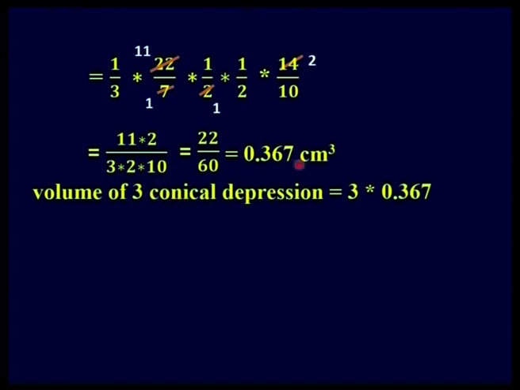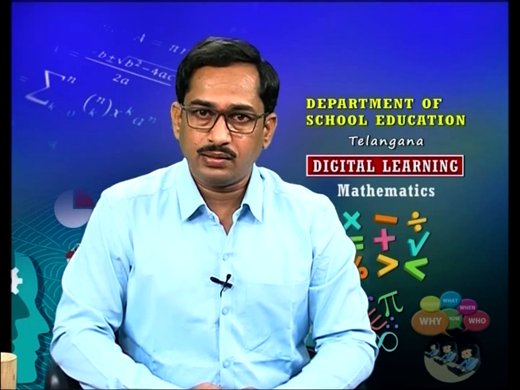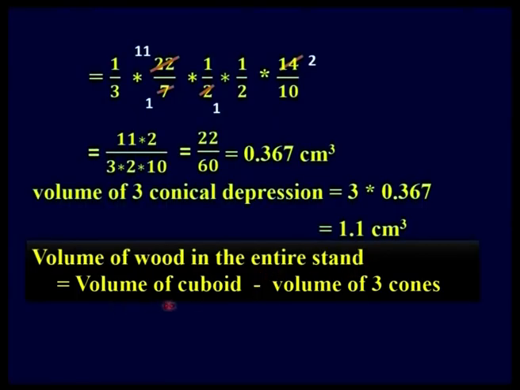This is the volume of the one cone, but we have to find out the volume of 3 conical depressions. So, multiply with 3. So, 3 into 0.367 gives 1.1 centimeter cube. Now, this is volume of 3 conical depressions. Now, children, what we have to find out? We have to find out the wood entire in the stand, same as the volume of the cuboid minus the volume of the 3 conical depressions. See the formula. The volume of wood in the entire stand is same as volume of cuboid minus volume of 3 cones. So, 525 minus 1.1. So, the answer is 523.9 centimeter cube, that is the volume of wood in the entire stand.